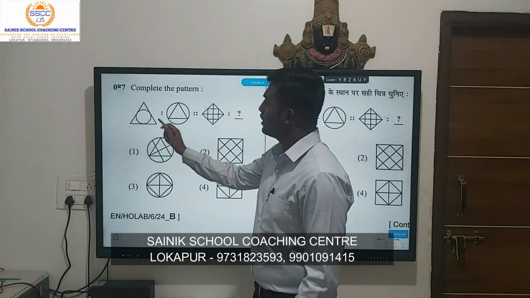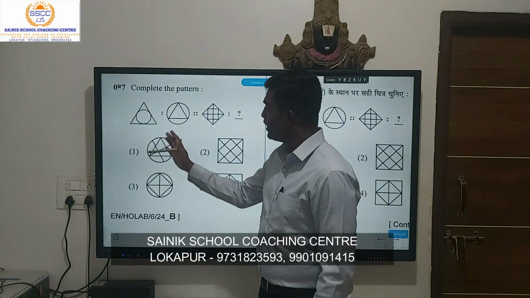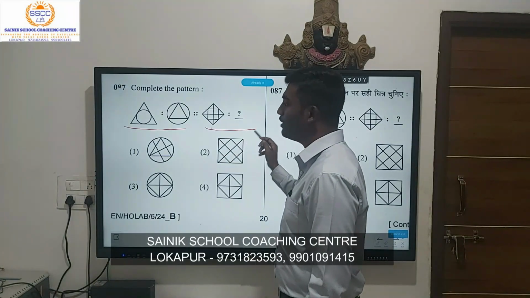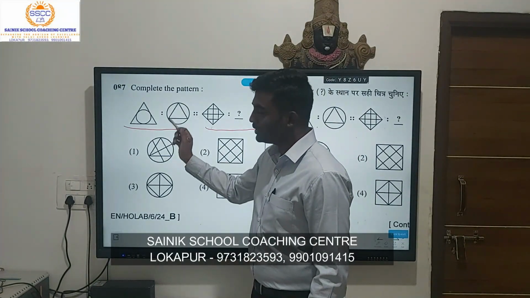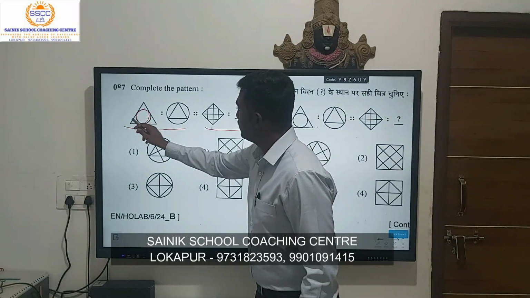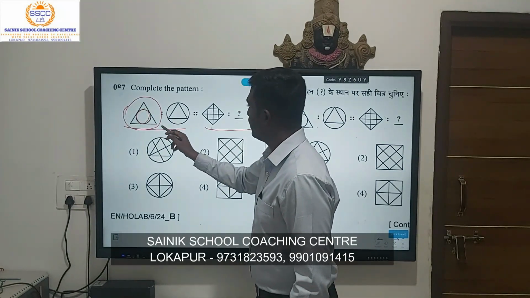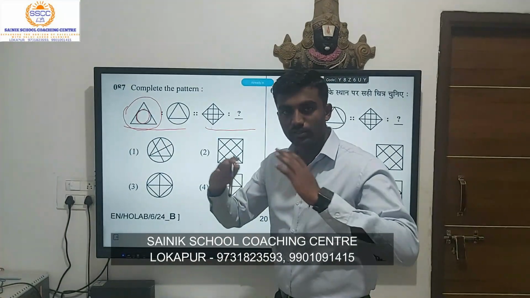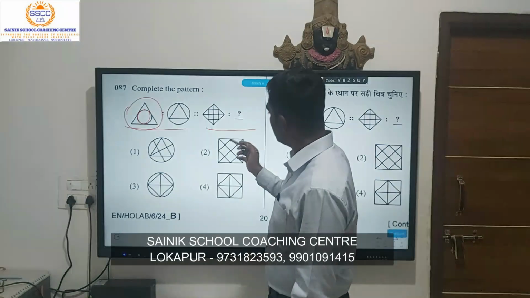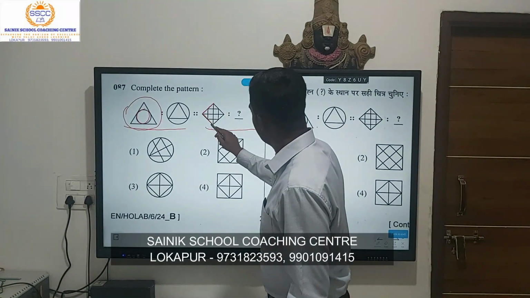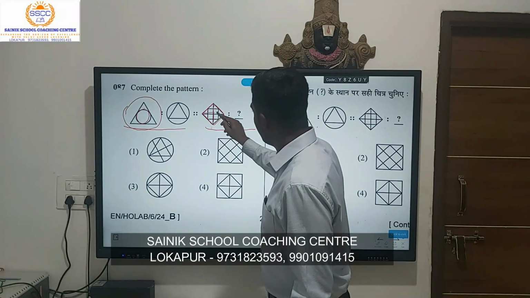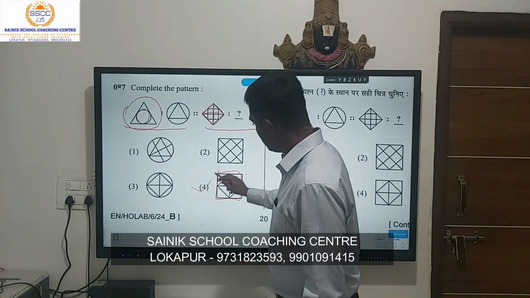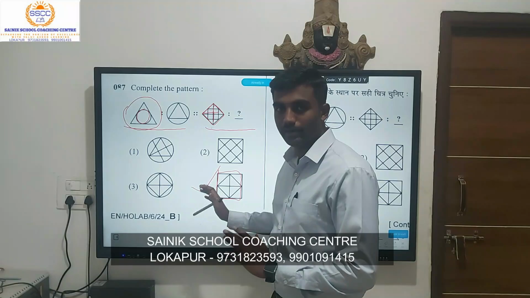Question number 87. Complete the pattern. What is the pattern? These two figures are related in some way, and in the same way we have to relate these two figures. What is done? The figure inside is going out, and the figure which is outside is just coming inside the circle. So there is an exchange of position between these two figures. So what we are doing is, we have this rhombus with this plus mark inside a square. That is option D. Nowhere do we have the alternate options.